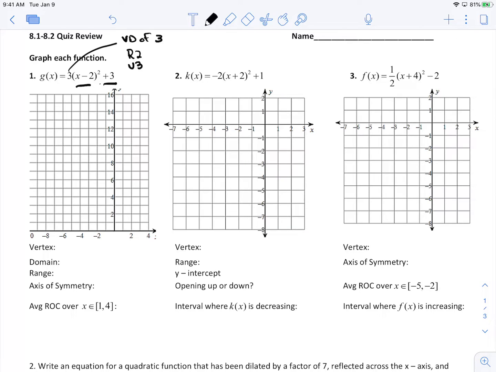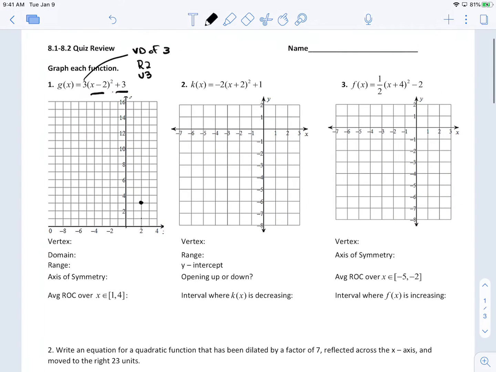So I'm going to go from 0, 0. I'm going to go right 2, up 1, 2, 3, and I'm going to plot my vertex. Notice that's a positive 3, so my parabola should open upwards, and I can make a table here for drawing that. We're going to make an over and up table, and I'll just do O and U for over and up. The normal rule is 1, 1 and 2, 4, but since we have a vertical dilation of 3, I'm going to multiply my ups by 3.